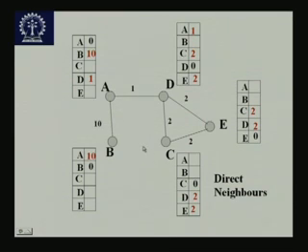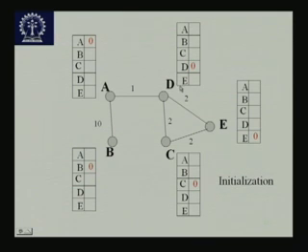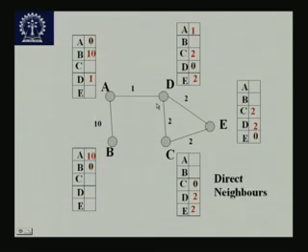Then, when they get the distance vector, D will respond and B will respond. So, A would know that these two routers, B and D, are its neighbors, so it can put a distance of 1 for B and D. The same thing goes for all the routers. So, direct neighbors come in after one exchange.